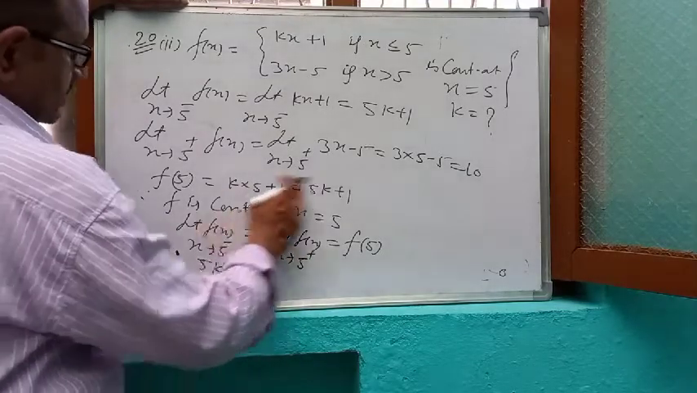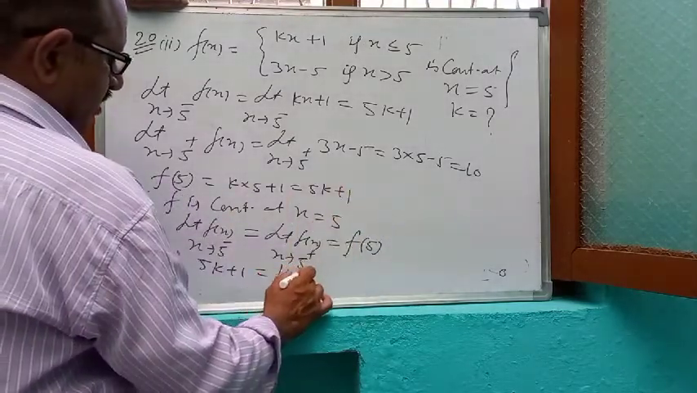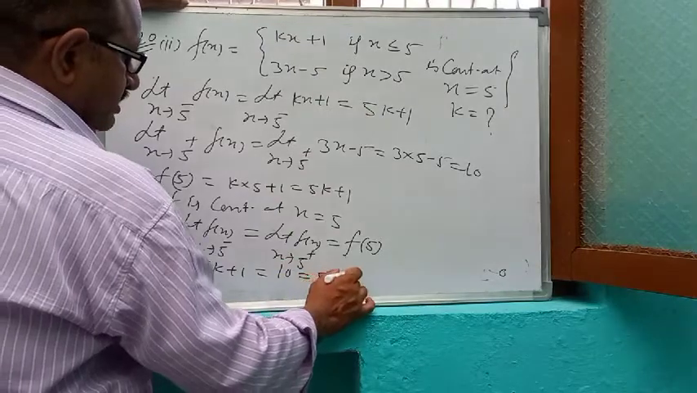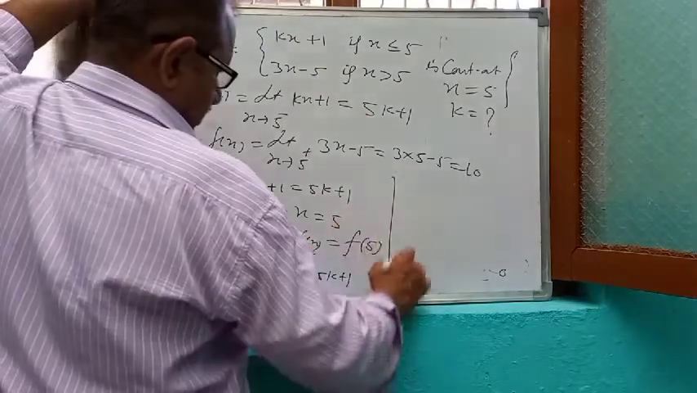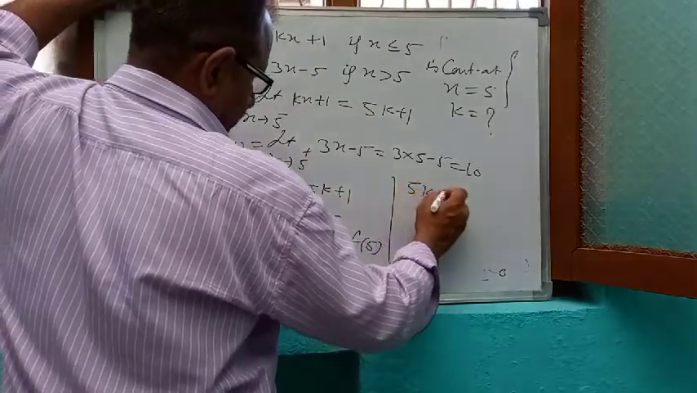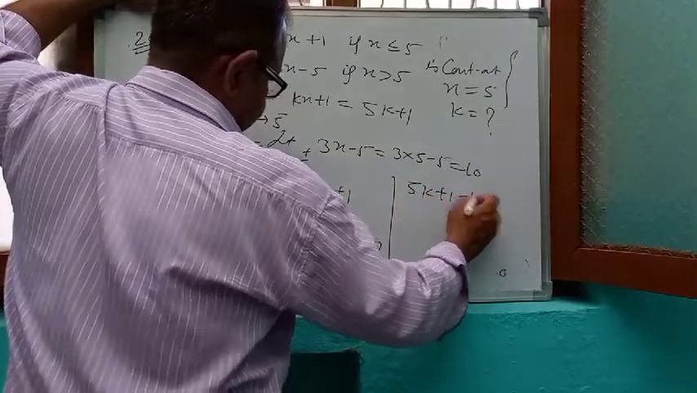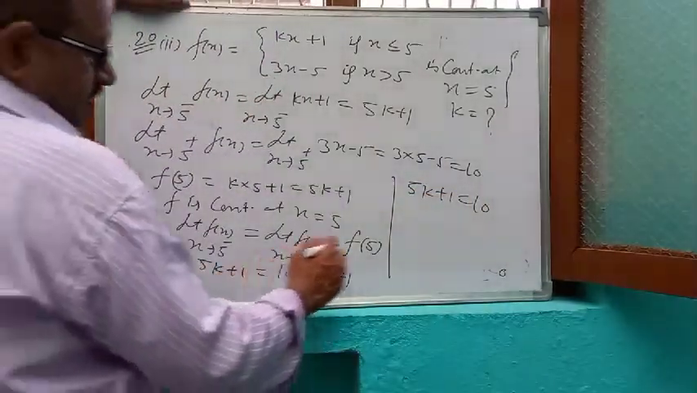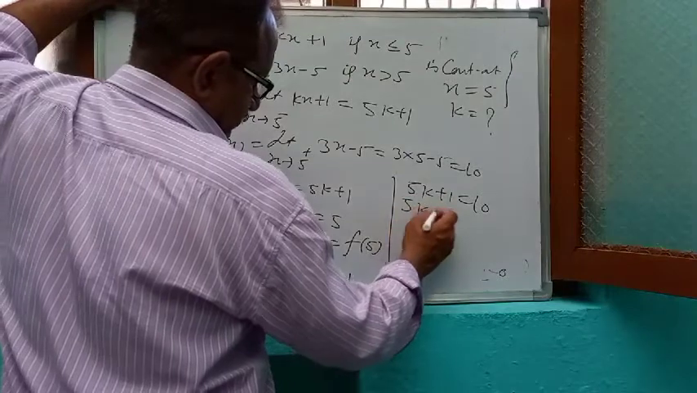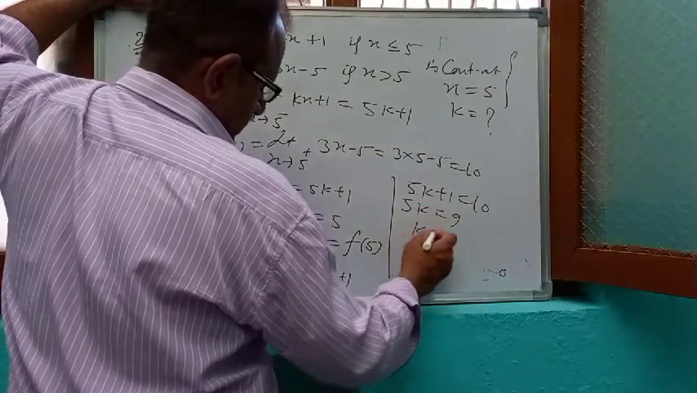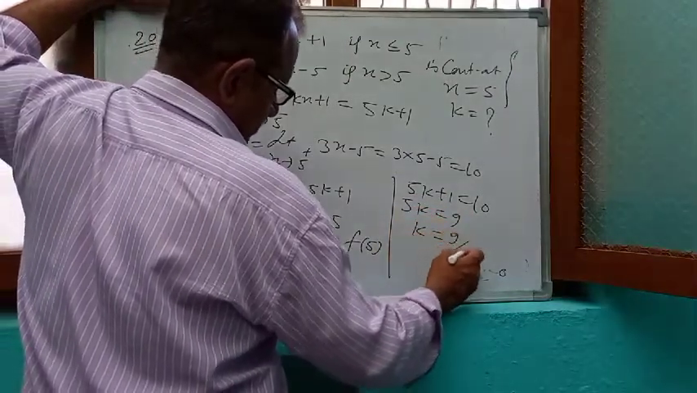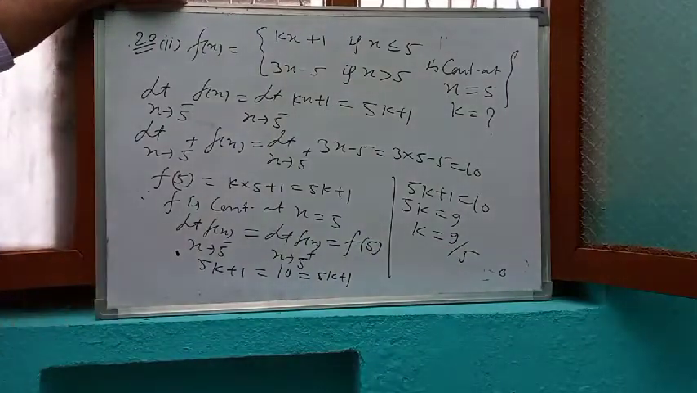And the right hand limit is equal to 10. So 5k + 1 is equal to 10. 5k is equal to 9. k is equal to 9 by 5. So the value of k is 9 by 5. It is question number 20, second part.